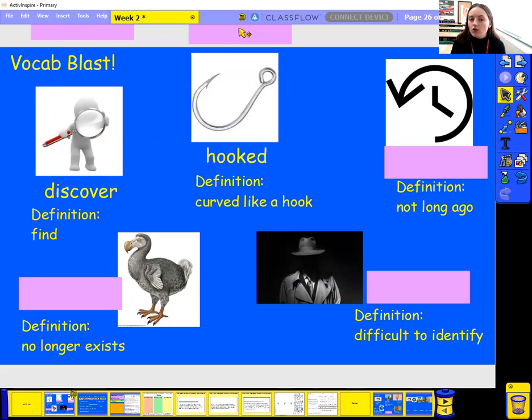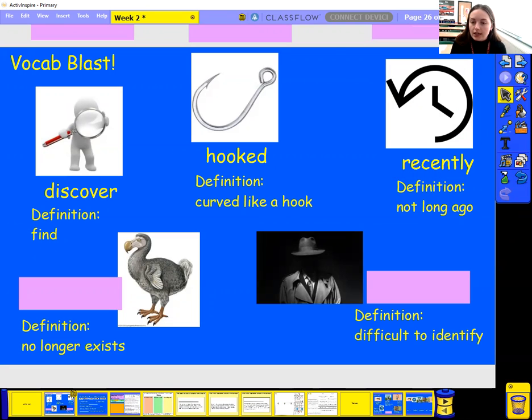Amazing, it's hooked. That's a nice easy one, hooked. So hooked, remember we were talking about it, it's a description. It's telling us how something might look. It might look hooked. So it's curved like a hook. Let's move on to this next word. I've got a clock, looking backwards. And the definition for this word is not long ago. If you can remember what that word is, shout it out now.